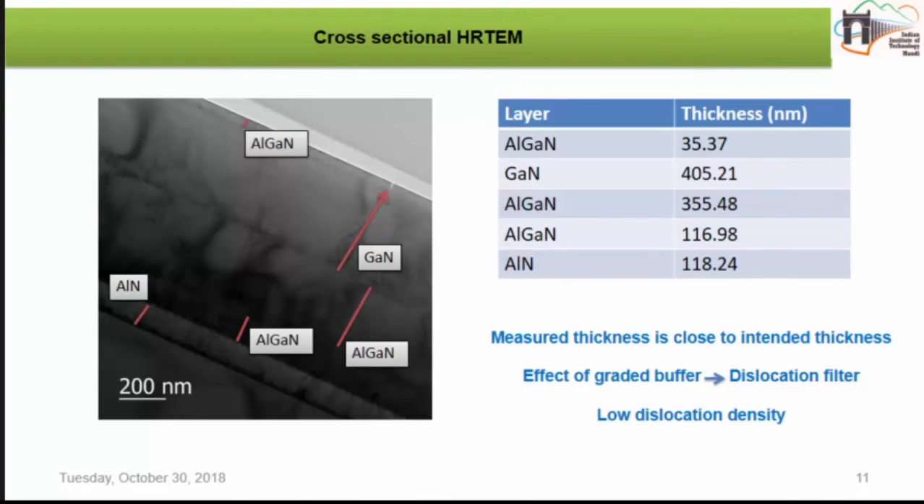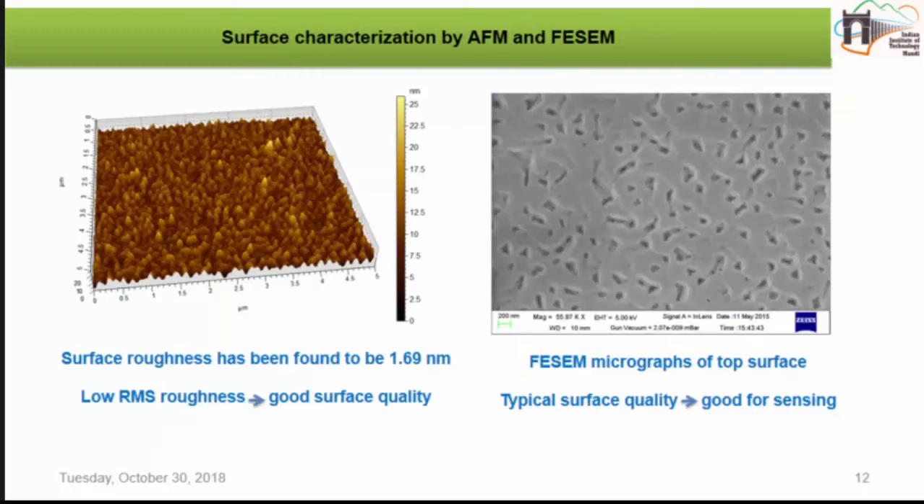Next we have measured the layer thickness by cross-sectional TEM, and we are getting this much thickness from the TEM images. Next we have done surface characterization by AFM and FESEM techniques. The surface roughness has been found to be 1.69 nanometer. With this low surface roughness we are achieving good surface quality, and from the FESEM micrograph of the top surface, we can see typical surface quality which is good for sensors.